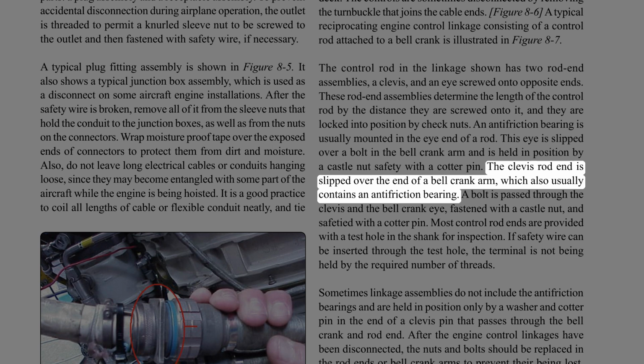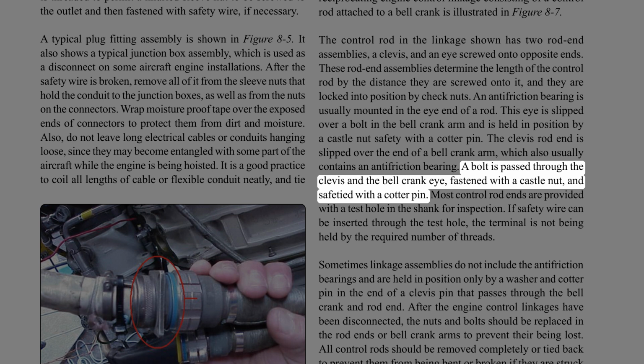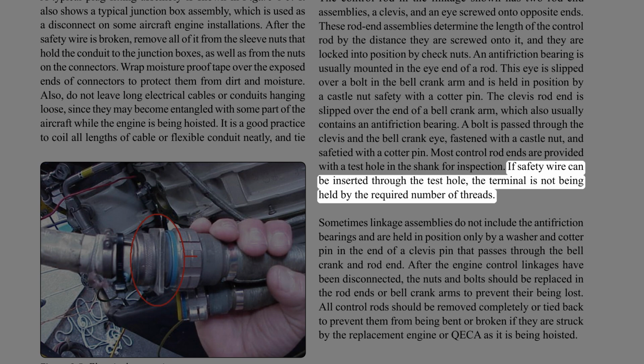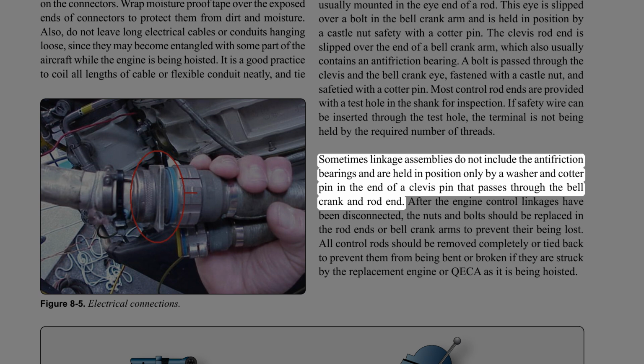The clevis rod end is slipped over the end of a bell crank arm, which also usually contains an anti-friction bearing. A bolt is passed through the clevis and the bell crank eye, fastened with a castle nut, and safetied with a cotter pin. Most control rod ends are provided with a test hole in the shank for inspection. If safety wire can be inserted through the test hole, the terminal is not being held by the required number of threads. Sometimes linkage assemblies do not include the anti-friction bearings and are held in position only by a washer and cotter pin in the end of a clevis pin that passes through the bell crank and rod end.